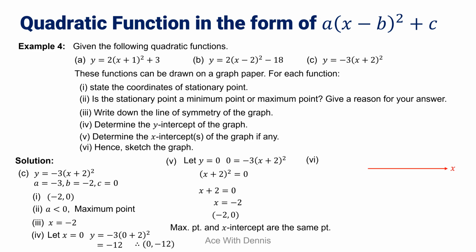So now we can start to sketch the graph. We start with the x-axis. Then this is a curve touching one point at the x-axis, and this point is the maximum point and also the x-intercept with the coordinates of negative 2, 0. So this will be the y-intercept. Then we draw the y-axis. This will be the line of symmetry with the equation of x equals negative 2. Lastly, label the graph. So this graph is y equals negative 3 bracket x plus 2 squared.